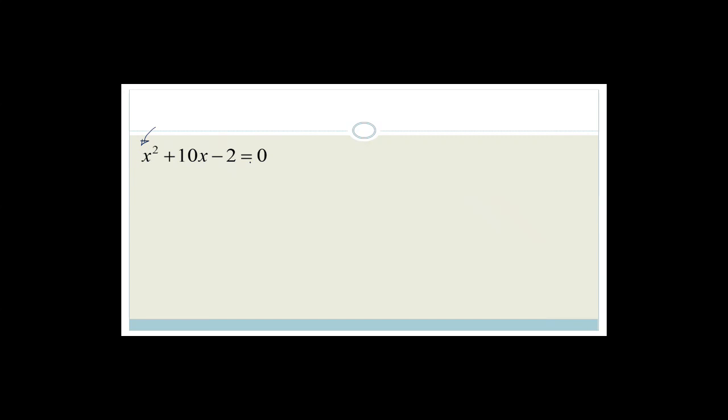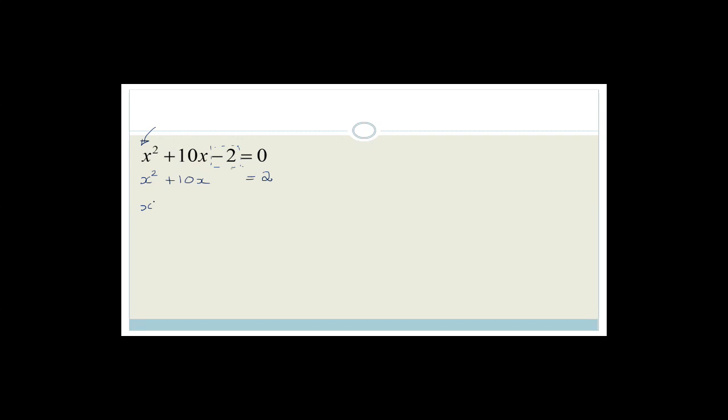So we don't have to divide this by anything, right? Next, we get everything that's not an x and we put it onto the side. So we've got x squared plus 10x is equal to 2, right? Then we need to complete the square.